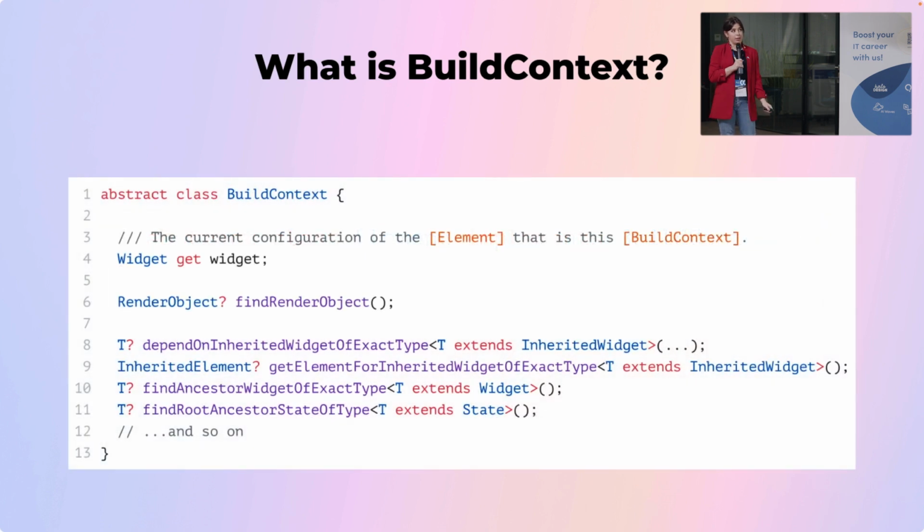And if we take a look inside the BuildContext class, was I speaking into the microphone all this time? I hope so. Okay, so if we take a look at the BuildContext class, we see that it's also an abstract class. It has a field called widget, which once again says that this is the current configuration of the element that is this BuildContext. It has a method findRenderObject, and then it has a bunch of scary looking methods with words like depend, find ancestor, and so on. We don't need to worry about them right now, so yeah, just note that they exist.